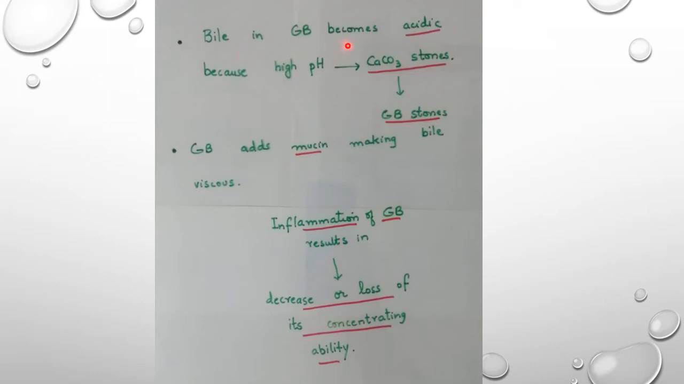Bile in the gallbladder gets acidic because if there is a high pH of bile, it may result in precipitation of calcium carbonate, leading to the formation of gallbladder stones. The gallbladder also adds mucin, which is a glycoprotein, as a result of which bile becomes more viscous. If there is any inflammation of the gallbladder, then it may cause decrease or loss of its concentrating ability, as a result of which the digestion process would be affected in the intestine.